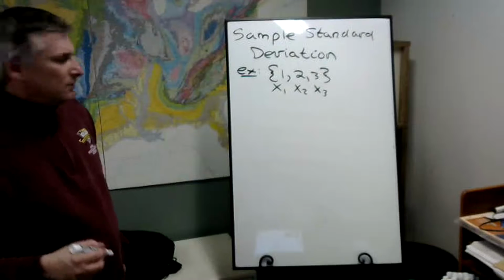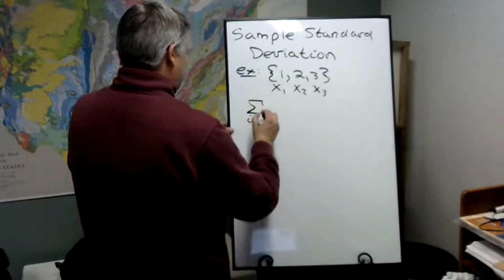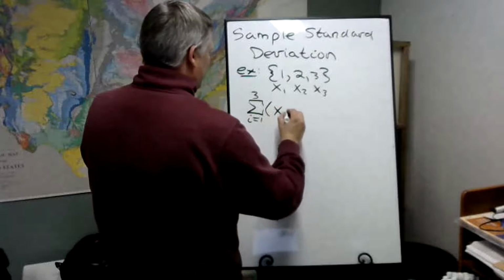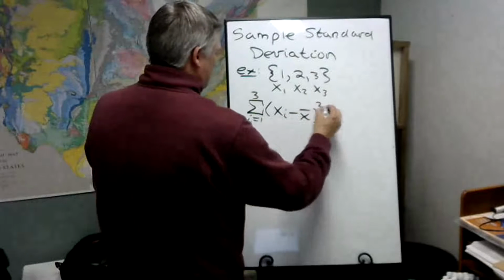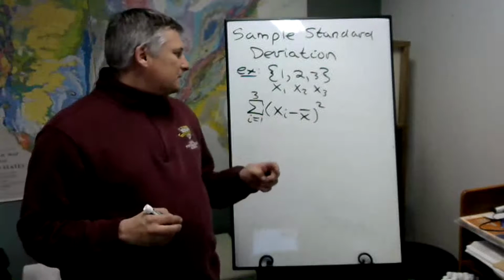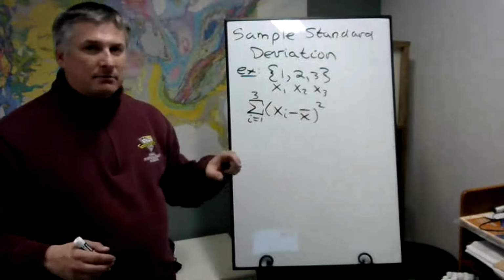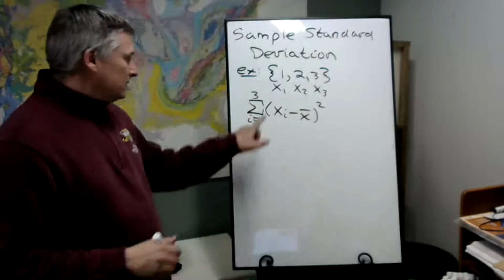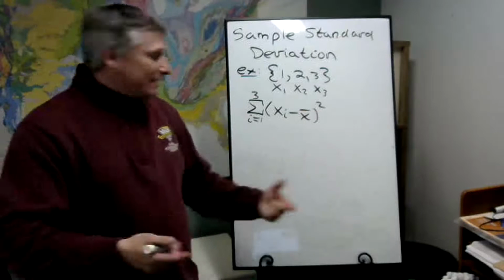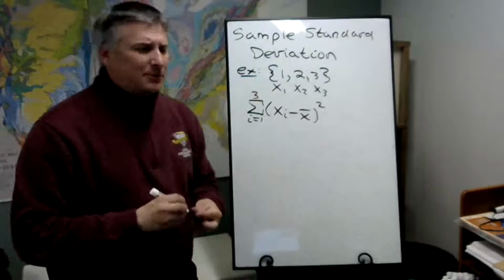So what we're going to do, we're going to calculate this thing. There's 3 pieces of data. Now, what this means is for each data piece, we're going to subtract the mean from it, square that, and then add it to the next difference between the next data piece and the mean squared. Add that to the next data piece, subtracting the mean squared. I'll go through the steps.